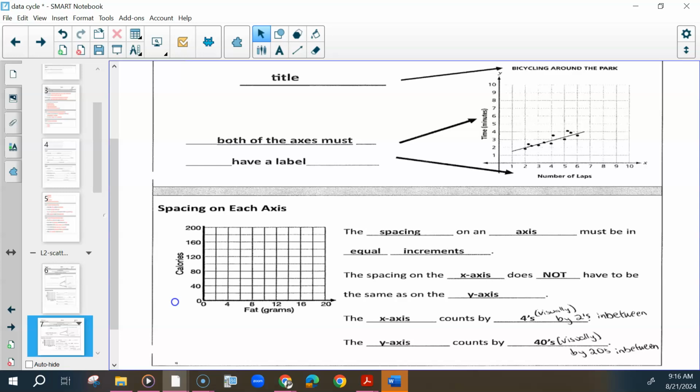When you're finished, you can turn to the next page. And then we're actually going to do stuff with scatterplots. Can you see that?